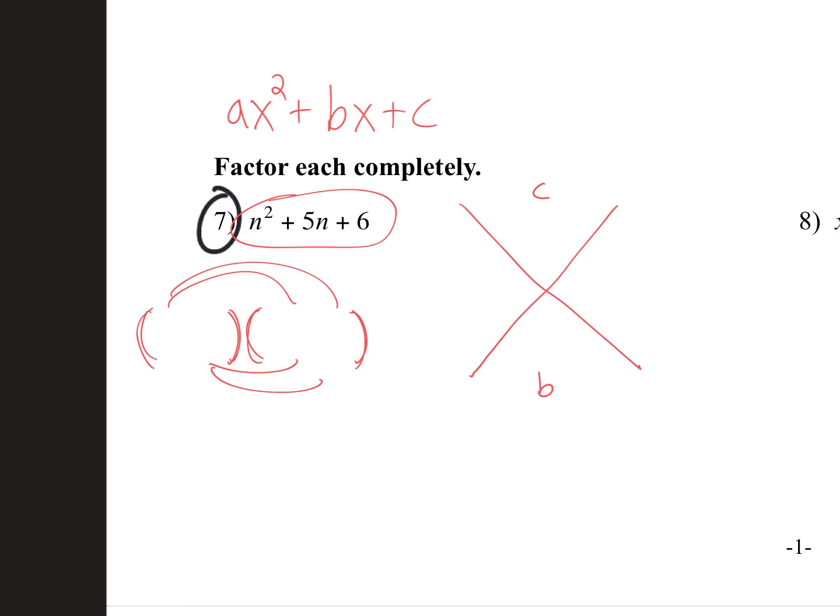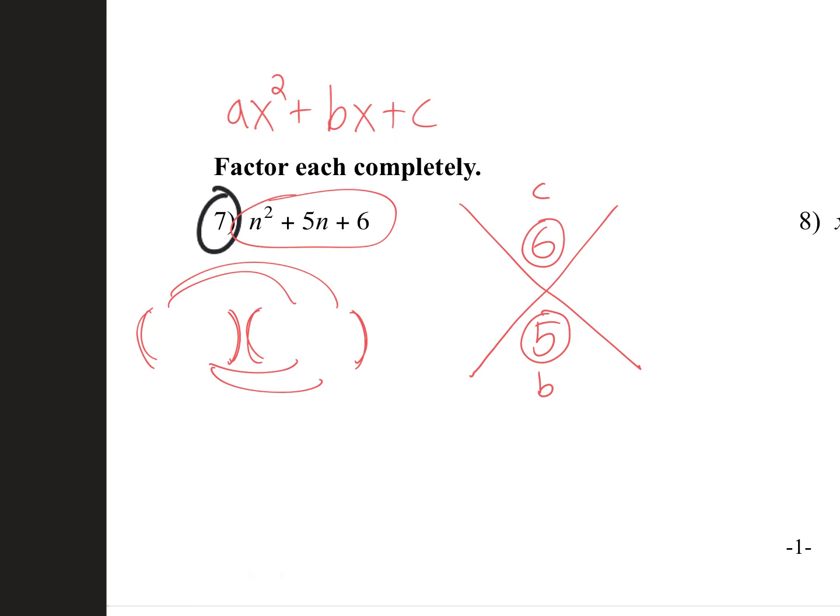So we're going to put c on top. We have 6. b is going to be 5. That's what's in front of the n. So what we need is two numbers that multiply to 6 and add to 5. That's how we figure out this diamond factoring problem here, okay? What numbers multiply to 6 and add to 5?